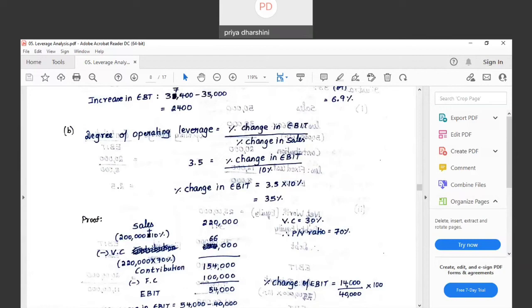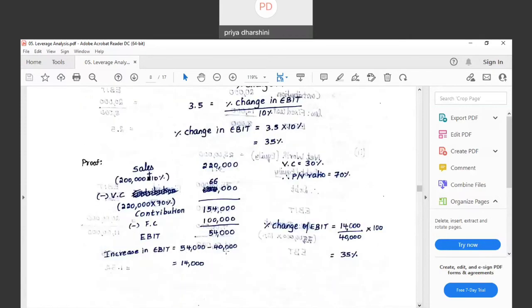Okay. So 2 lakh 20,000 into 30% will give you 66,000 as variable cost. What is contribution? It will be 2 lakh 20,000 into 70%. When 30% is variable cost, 70% is contribution. Will the fixed cost change? No, it will remain the same, 1 lakh. So how much is your EBIT now? 54,000.